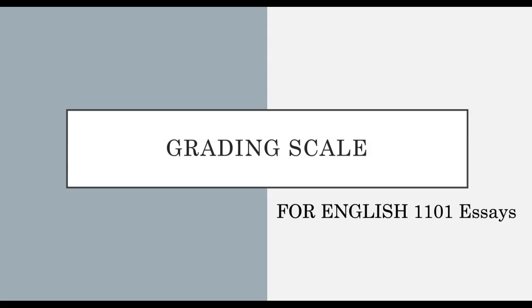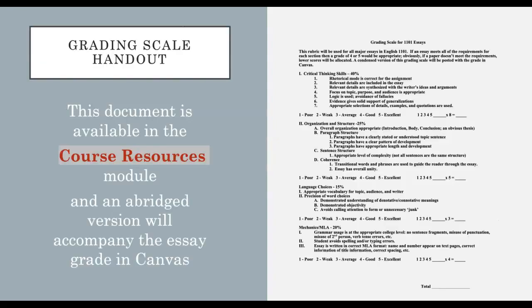This is a run through of the grading scale for English 1101 essays. This is for all the 100-point essays that will be assigned in the semester. There is a handout like the one you see here on the screen that's available in the course resources module. You'll also see a shortened, abbreviated version that will accompany your grade in Canvas.